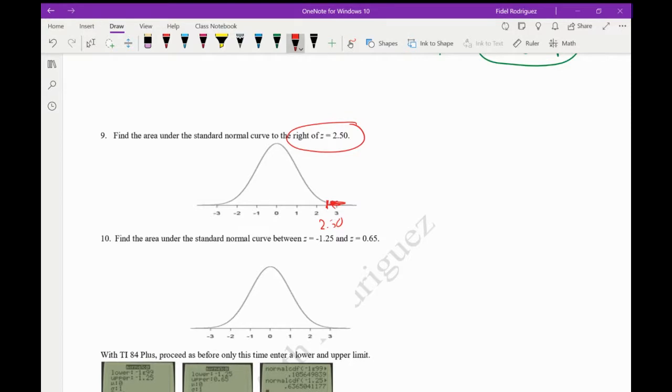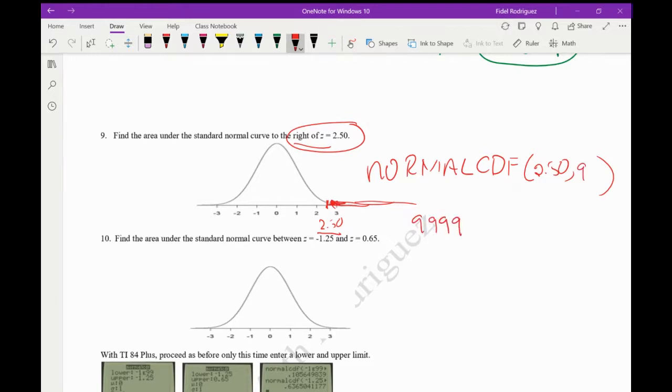So I know that when I do this, whether I'm using my calculator or whether I'm using my table, the answer I'm going to get should be pretty small, right? So I'm going to go normal CDF. Now remember, I'm finding the area to the right. Look what we're starting off at. We're starting off at 2.50. And because we're going all the way to the right, this is when I'm going to use my 9s.